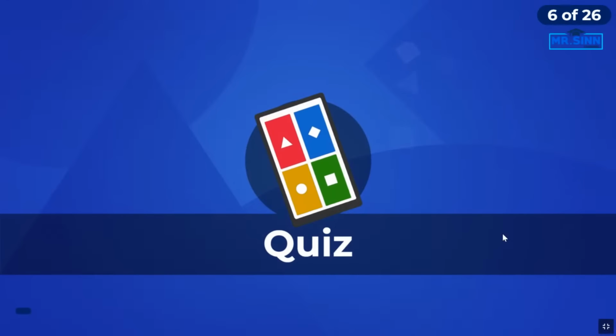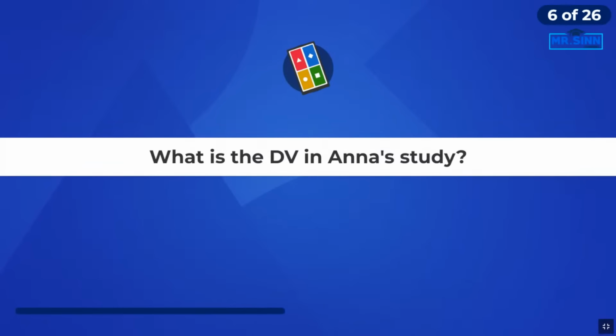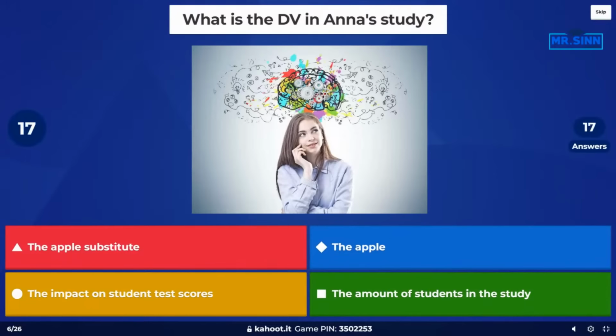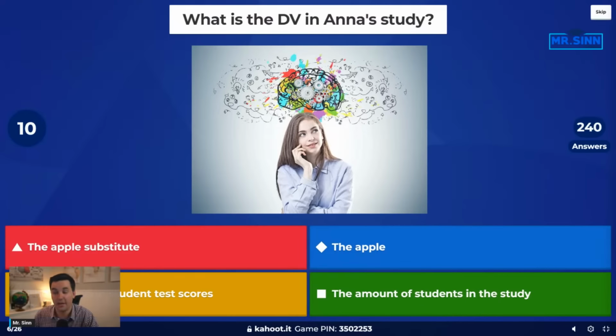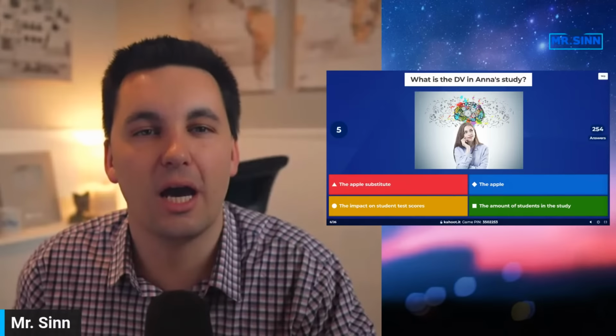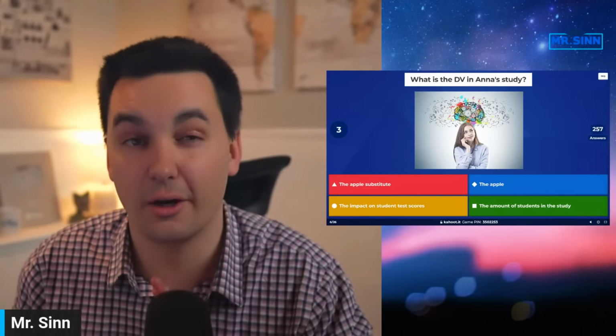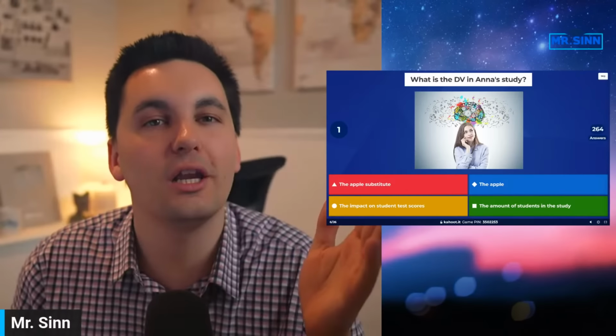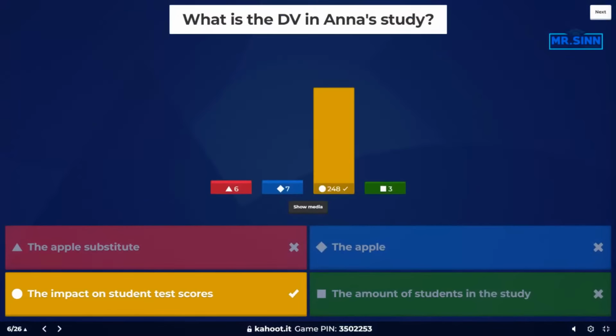All right, here comes the question. What is the DV from the study? What is the DV? So think about it for a second. We just kind of reviewed DV and IV, so we kind of talked about these. Think about what from that study. Now, I realized there was a lot that was going on, but what is the DV? Awesome. Yes, it would be the impact.